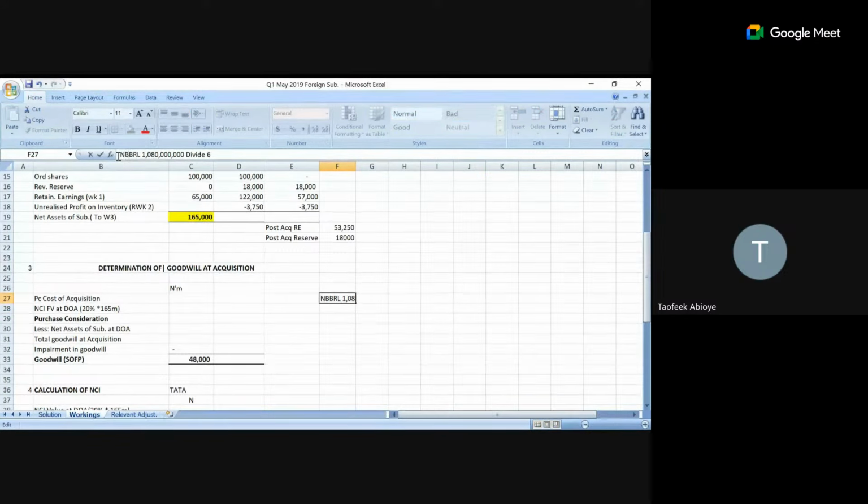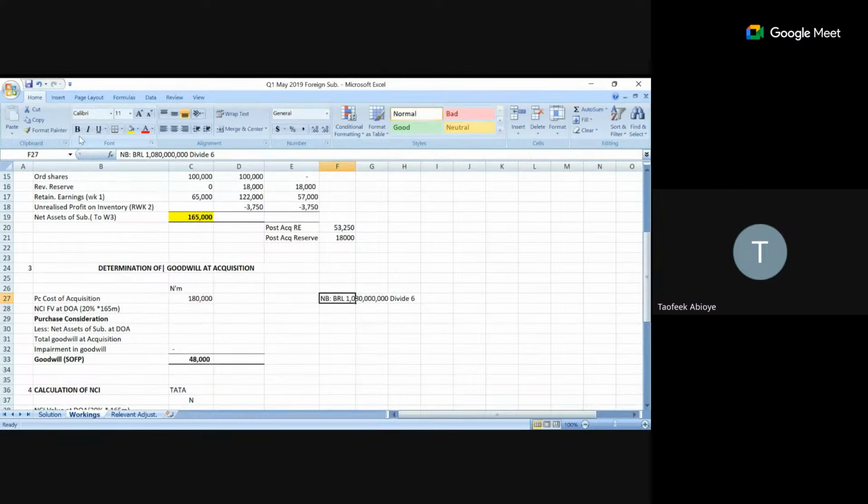So let's press our calculator. If we press our calculator, 108 divided by 6, it is going to give us how much? It is going to give us 180. Right? Thank you very much. So it's going to give us 180,000. That is the cost of acquisition.